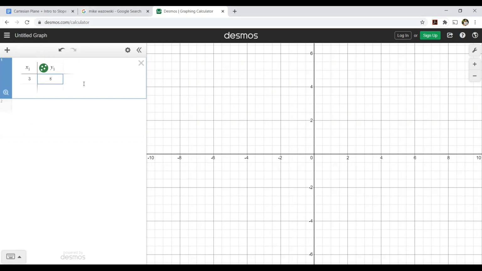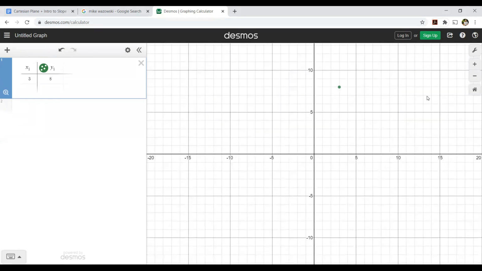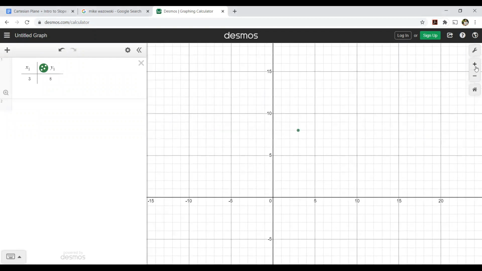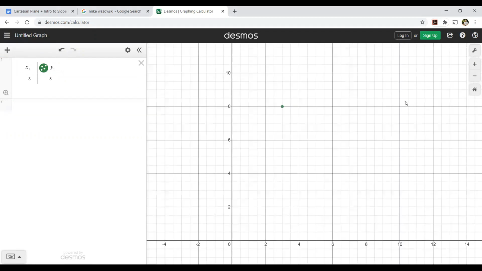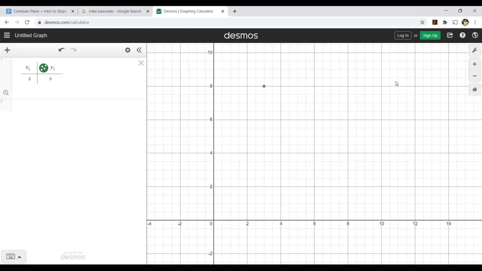Now, if you don't see the point on your graph or on your computer, you might need to zoom out. So you're actually going to click this minus button. And if you want to position your screen, you can just click and drag your mouse. Okay, perfect. So now again, a line segment is made up of 2 points. So let's make up another one. Let's say our second point is 9, -2.